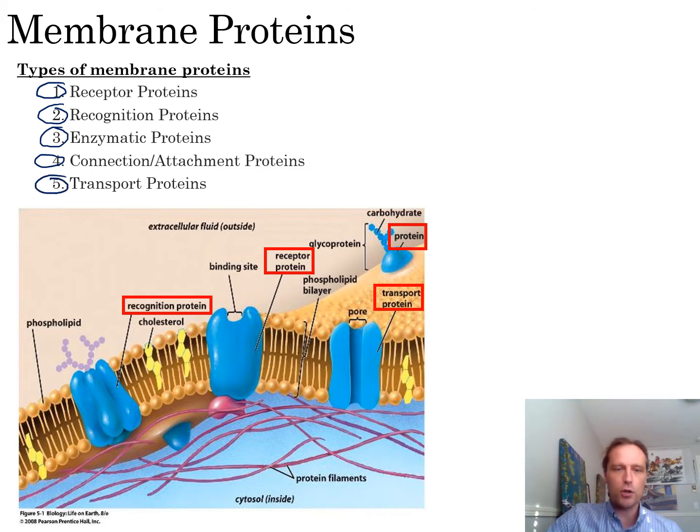5, there are transport proteins that carry things into and out of the cells. You do need to know each of these 5 types. Some of them we are going to get into more detail, but not all of them. I'm mostly going to talk here about transport proteins because that's what they like to talk about in this book.